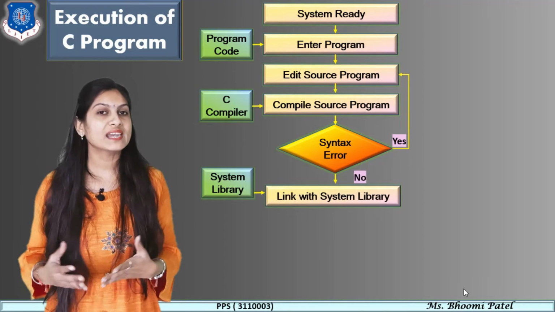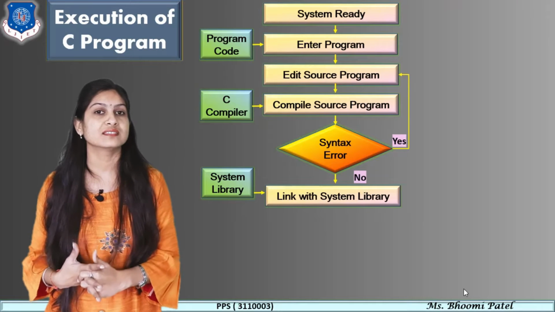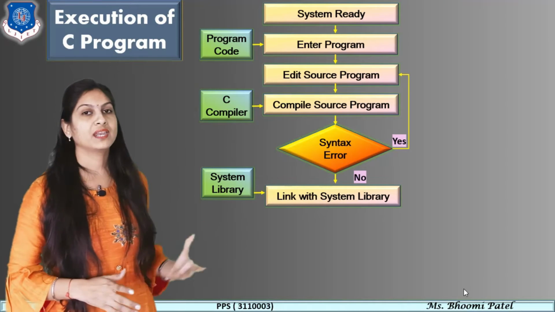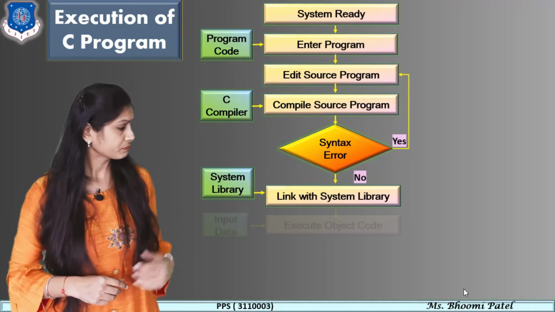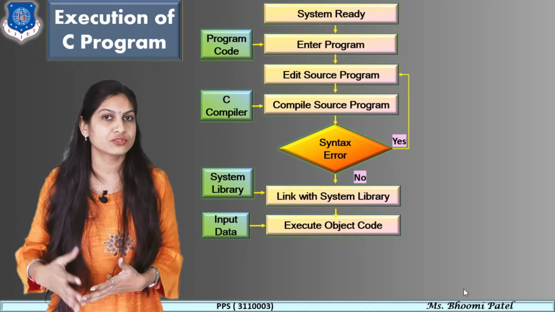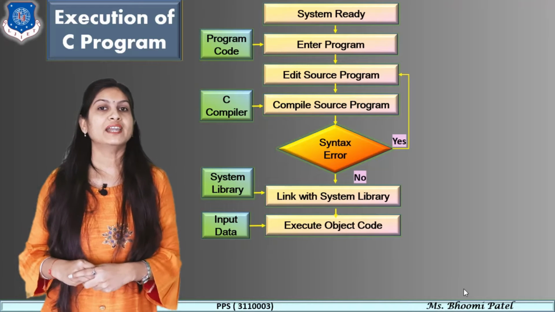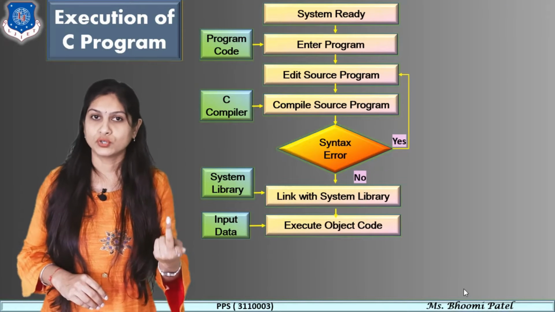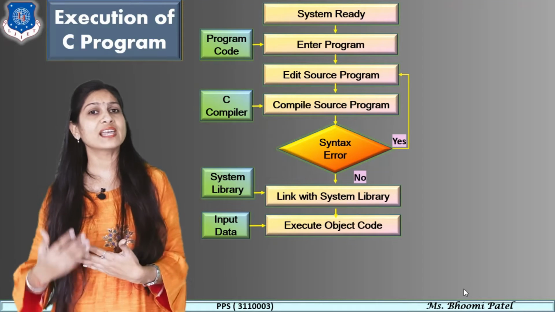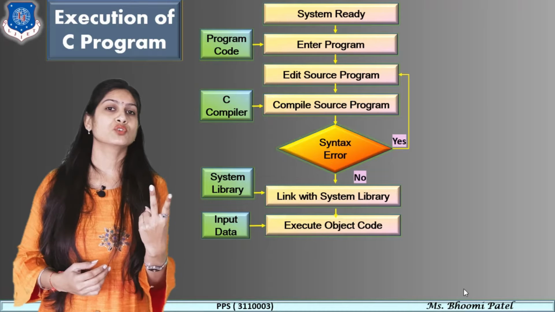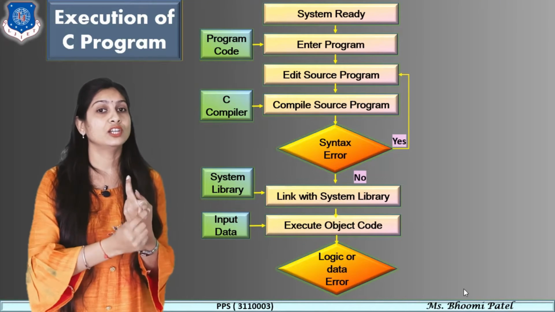But if there is no syntax error, then we move directly to link with the system library, and the system library is nothing but our header files that will be linked in our program. After linking, we have to execute our program, and for that we have to input the data. For example, for addition of two numbers you have to input two values, that is our input data. Now when you enter data, there are two possibilities: you face a data error or a logic error.